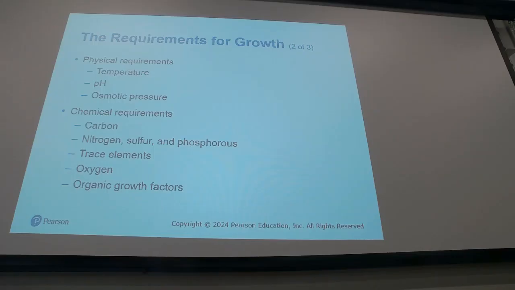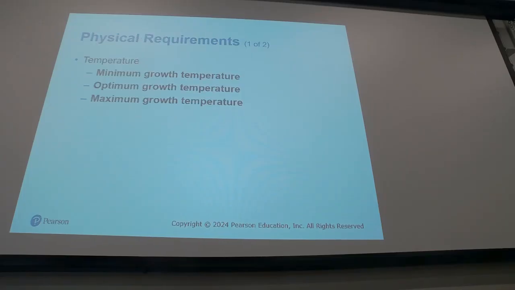Now the chemical requirements will be all the nutrients that these microorganisms need to grow, including a source of carbon, nitrogen, sulfur, phosphorus, trace elements, oxygen, and organic growth factors. And of course, we know that all of these atoms are used to form plasma membranes, nucleic acids, proteins, lipids, anything that the microorganism requires to make a new cell.